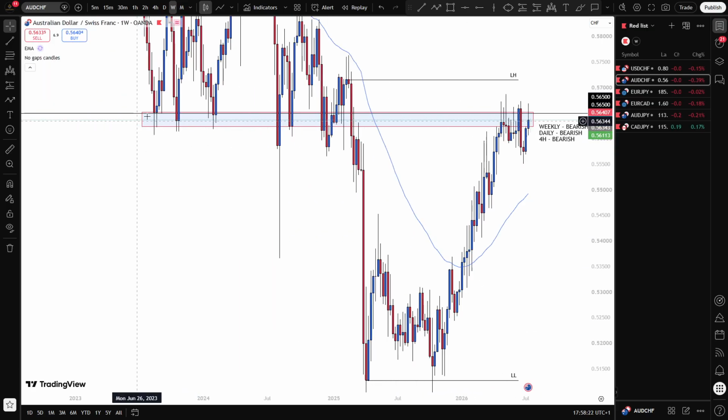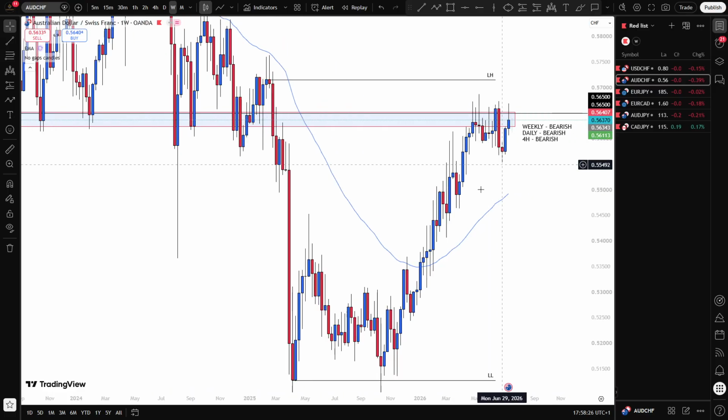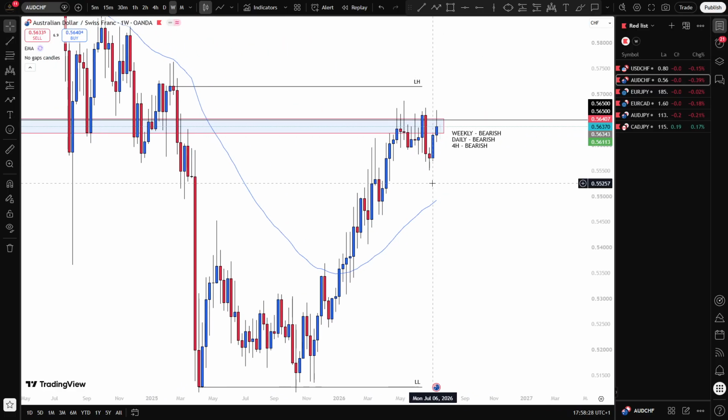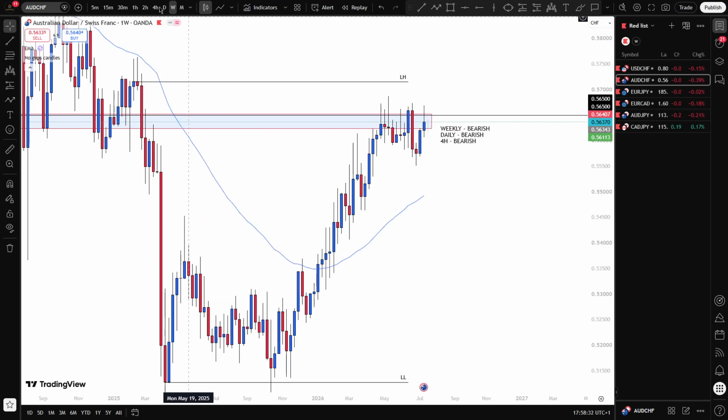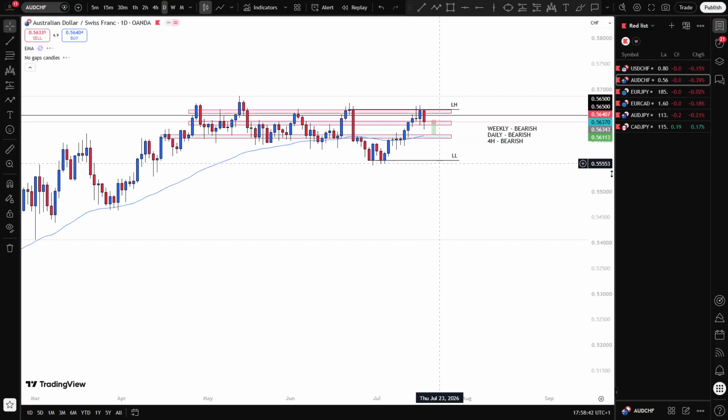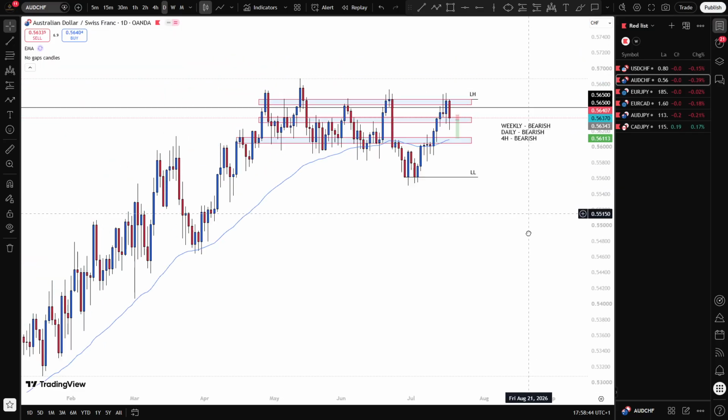Whenever we are up, this zone serves as support, a very strong zone. Now we are down, so it's more likely to serve as resistance to continue the sell down. Price has been rejecting this zone. You see the rejection candle. If we move down to the daily time frame, we are bearish on the daily time frame.